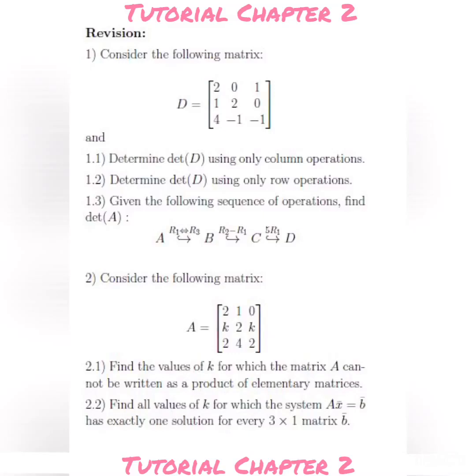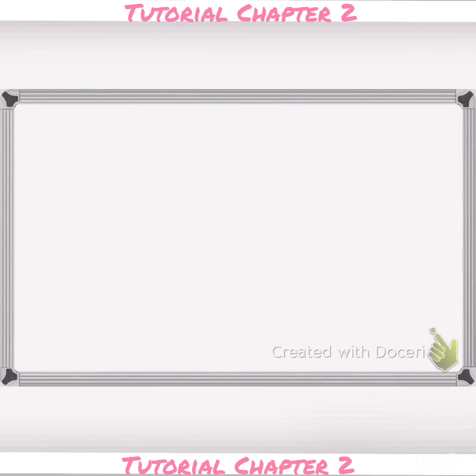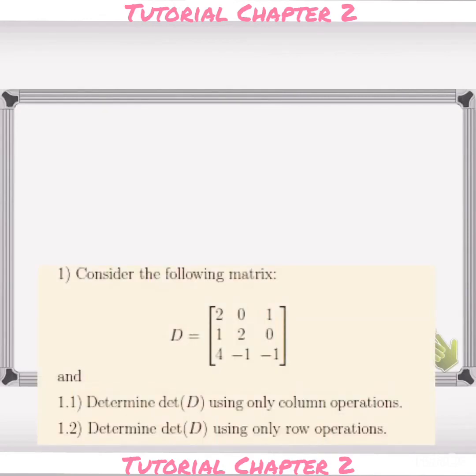Okay, students, let's do a short tutorial on Chapter 2. The first question, we are asked to find the determinant of D using only column operations. So you were given the matrix D, and it's the matrix 2, 0, 1, 1, 2, 0, 4, minus 1, minus 1.